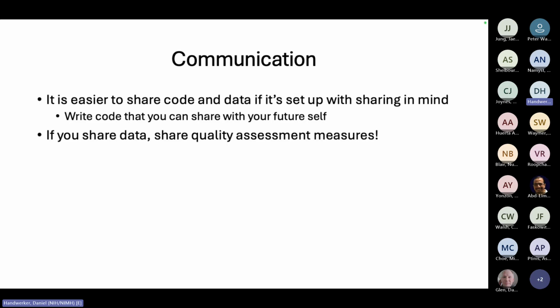And if you share data, this is really not done, and it really upsets me: share your quality assessment measures. Because if you've done QA on your data and you know what's good and bad, and you don't share it, you're just leaving that as a nice surprise for someone else to discover. The more you share, the more people are going to do interesting and useful stuff with your data.